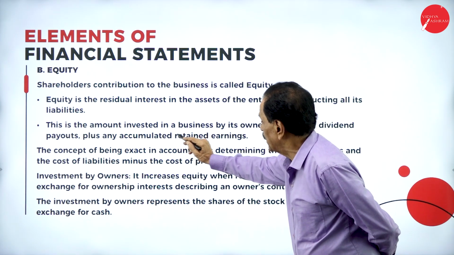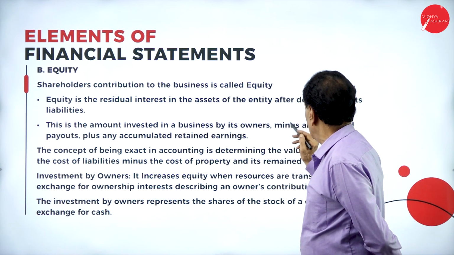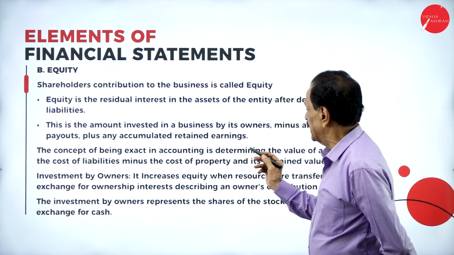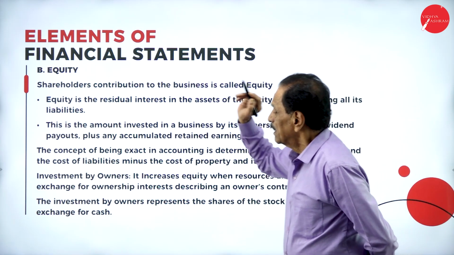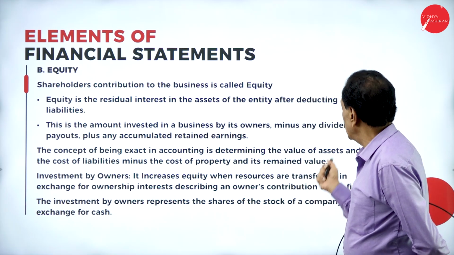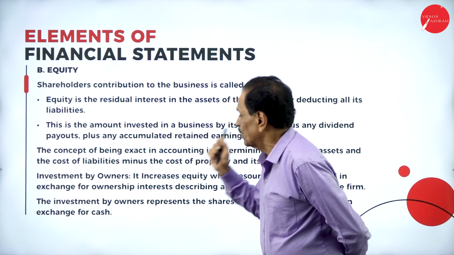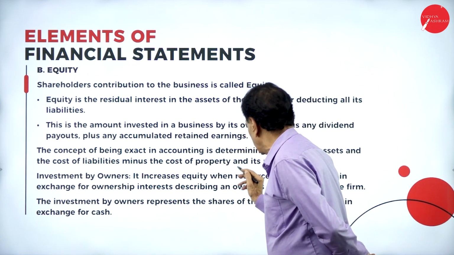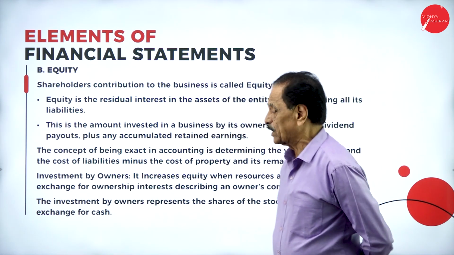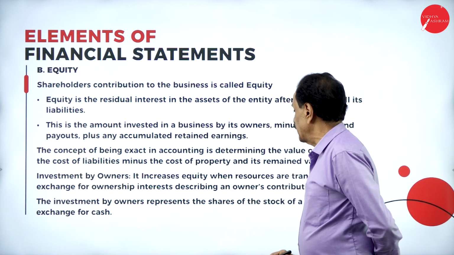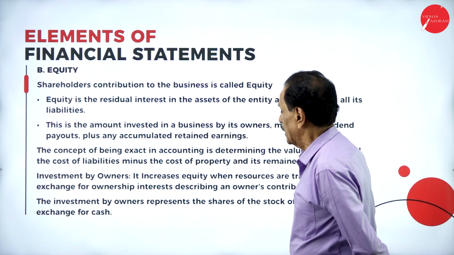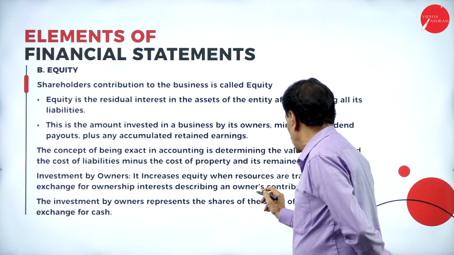This is the amount invested in a business by its owner minus any dividend payouts plus any accumulated retained earnings. I will explain. The concept of being exact in accounting is determining the value of assets and the cost of liabilities minus the cost of property and its remaining value. Investment by owners increases the equity when resources are transferred in exchange for ownership interest, describing an owner's contribution to the firm.